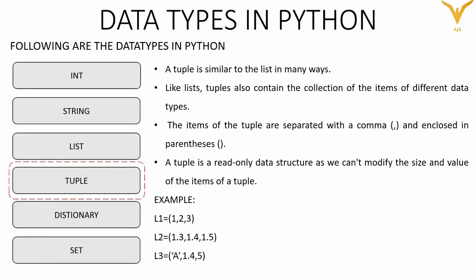So now let's move to the next data type, that is tuples. Tuples are similar to lists in many ways. Like lists, tuples also contain a collection of items of different data types. The items of the tuples are also separated by commas and enclosed in parentheses. A tuple is a read-only data structure as we cannot modify the size and the value of the items of a tuple. Now what is the difference between tuple and list? In a list we use square brackets to create a list, whereas in tuples we use round braces, or we can say parentheses, to create a tuple.